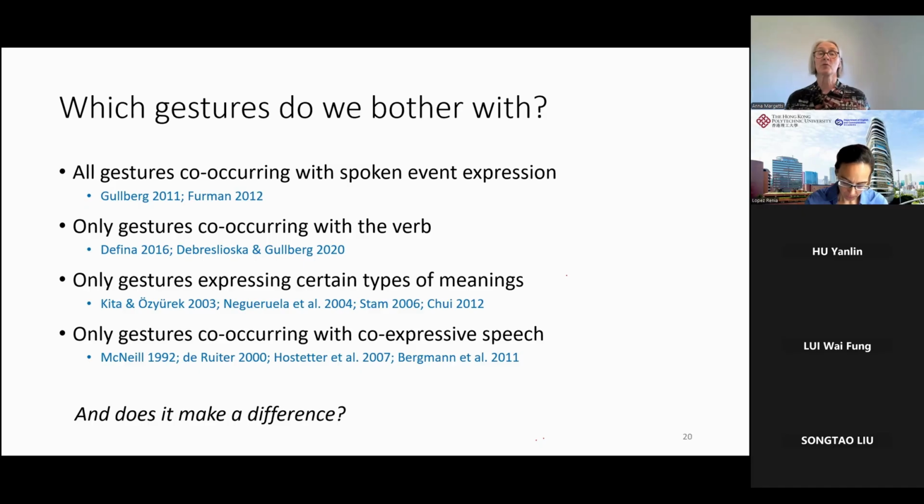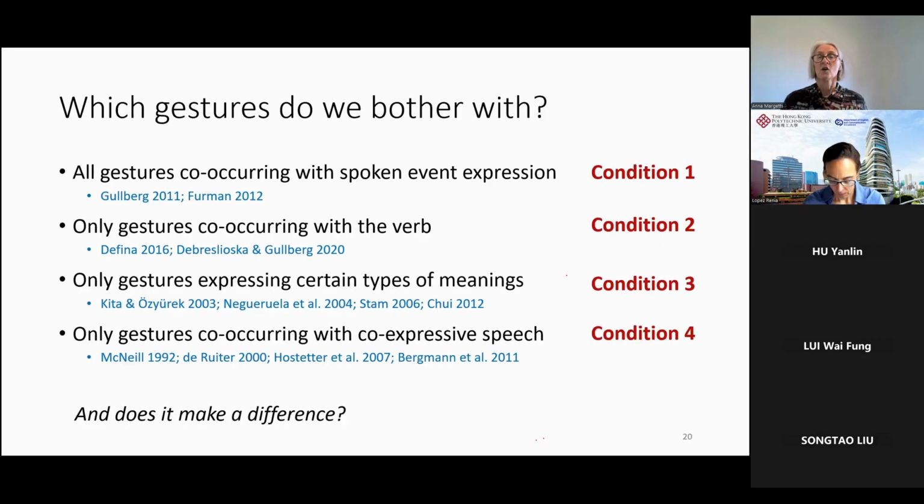They're all good approaches. They all make sense, but we were wondering how different the data set would look that we create by following one of these definitions rather than another. So we then formulated these as conditions and looked at our data with these different filters, basically. So we created 4 data sets. One would be all the gestures occurring with the overall event expression. We called this condition 1. The second one was only the gestures co-occurring with the verb.